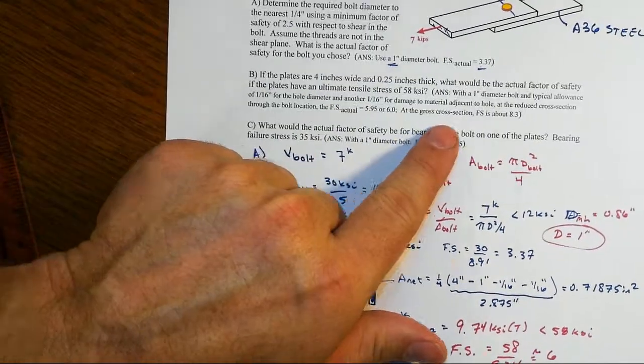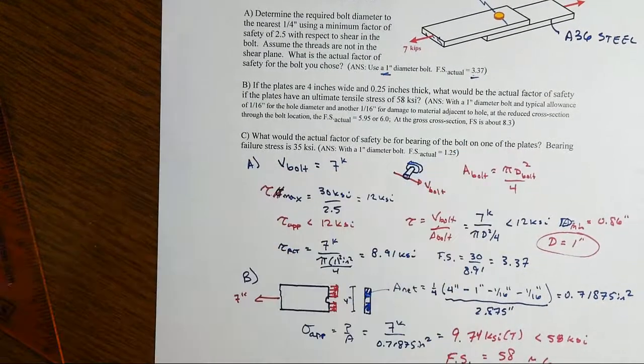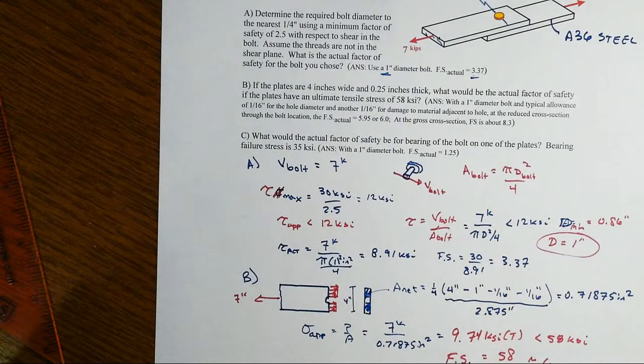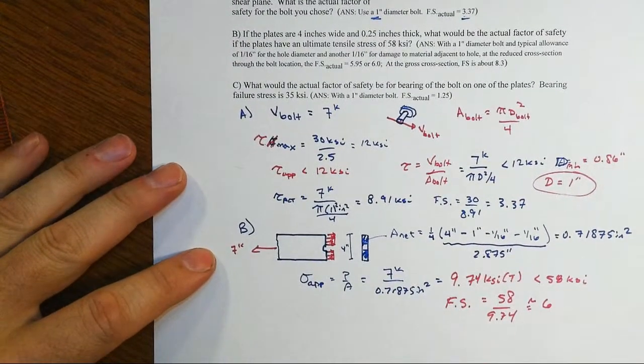Right? Now, if you do it in the gross cross-section, you'll find out you have a factor of safety of about 8.3, much larger, because of course you're using the gross area out in here, which is just your 4 inches times your 1/4 inch thickness, so 1 square inch.